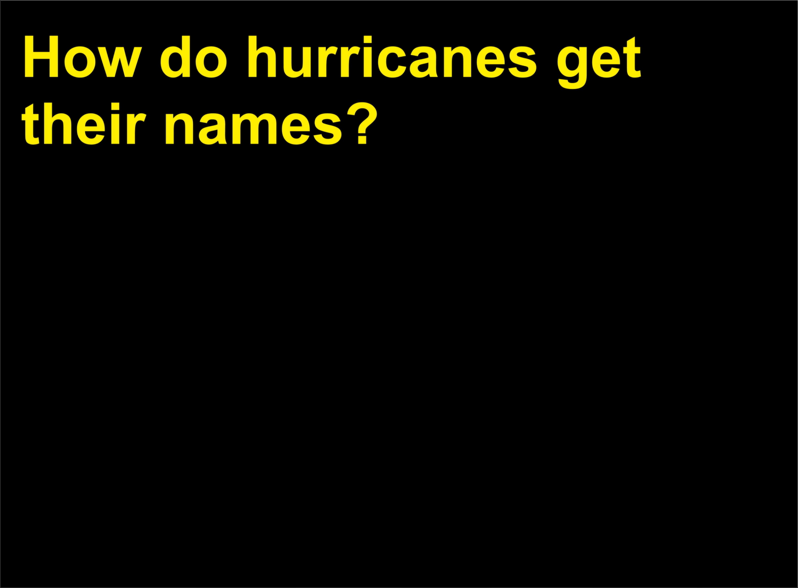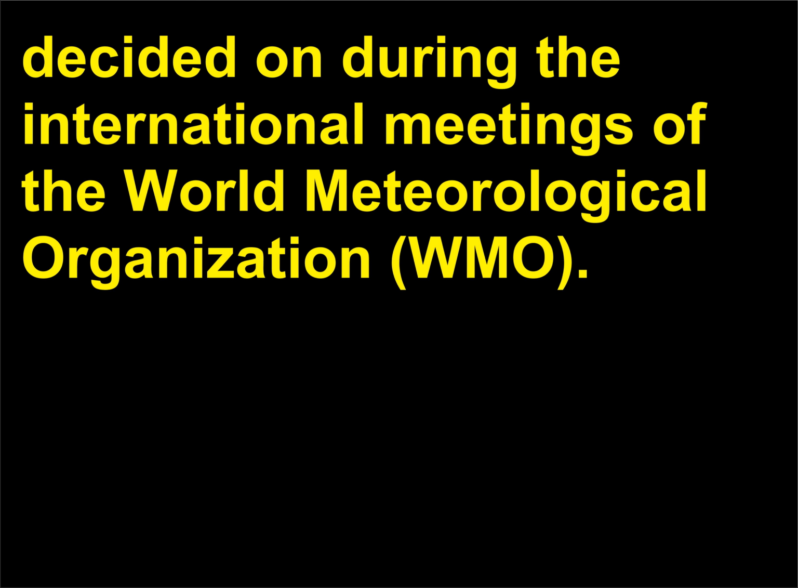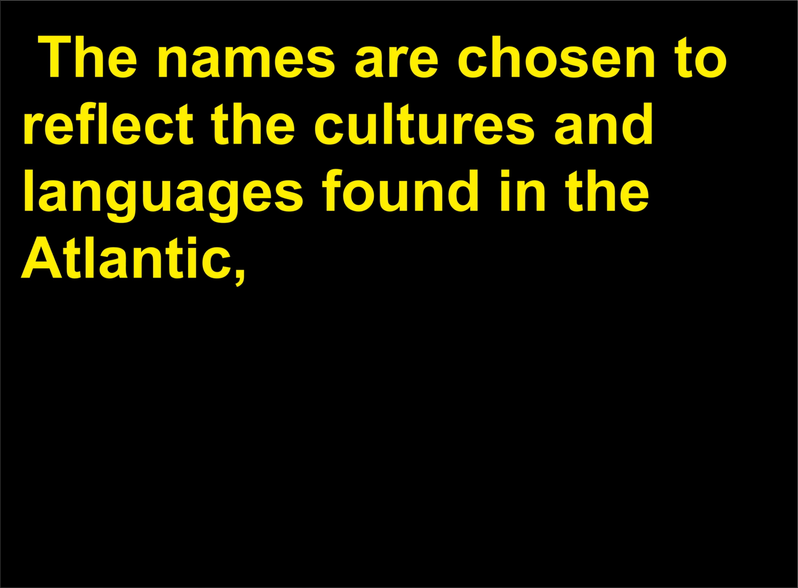How do hurricanes get their names? Since 1950, hurricane names have been officially selected from library sources and are decided on during the international meetings of the World Meteorological Organization, WMO. The names are chosen to reflect the cultures and languages found in the Atlantic, Caribbean, and Hawaiian regions.